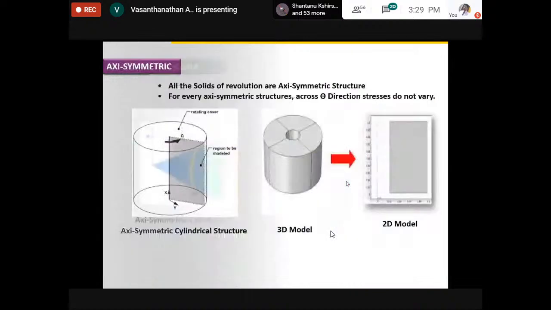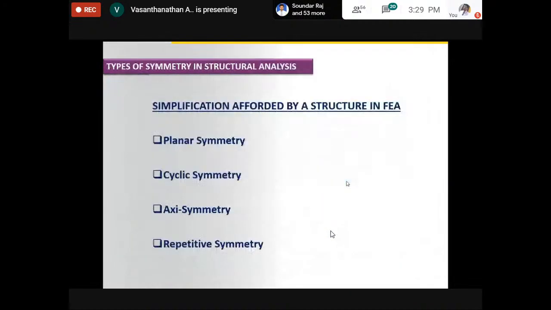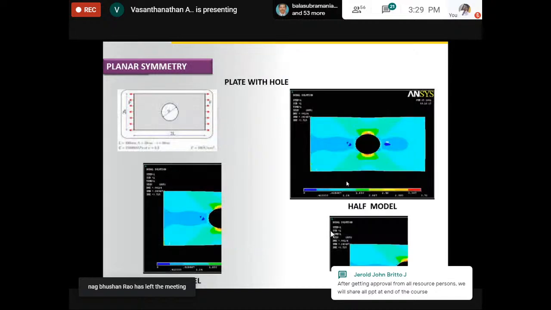Now coming to the next topic, simplification of order. You have to clearly understand the simplifications afforded in your structure, which you are going to model in CATIA or Pro-E or SolidWorks. First one is planar symmetry. Planar symmetry is nothing but, the plate with hole problem I have explained, correct? A plate with a hole has planar symmetry. We'll see an example.